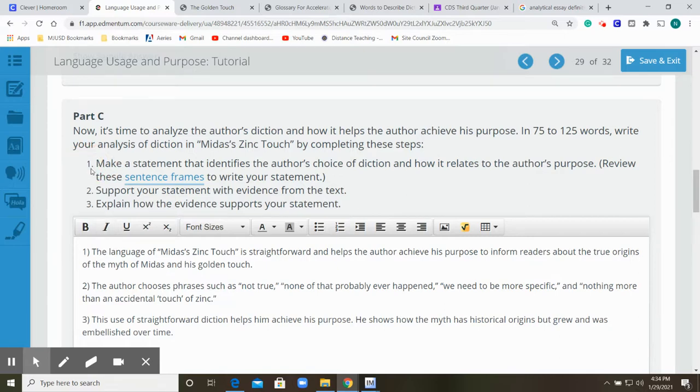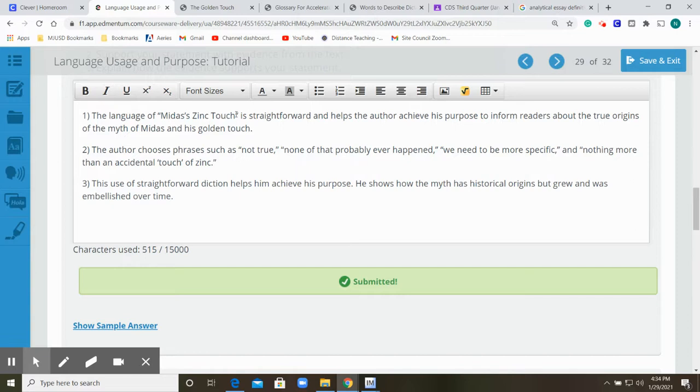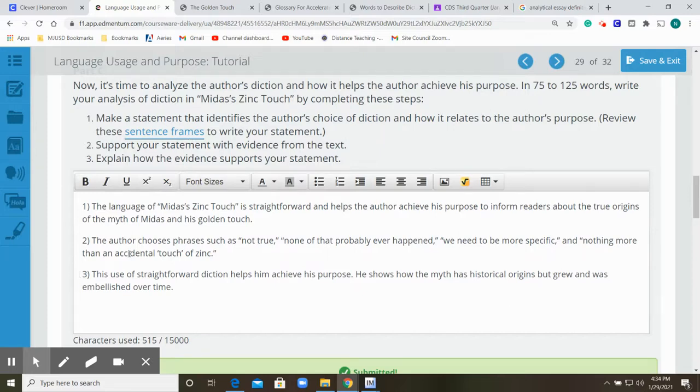So, number 1. The language of "Midas's Zinc Touch" is straightforward and helps the author achieve his purpose to inform readers about the true origins of the myth of Midas and his golden touch. 2. The author chooses phrases such as "not true," "none of that probably ever happened," "we need to be more specific," and "nothing more than an accidental touch of zinc." 3. The use of straightforward diction helps him achieve his purpose. He shows how the myth has historical origins, but grew and was embellished over time.